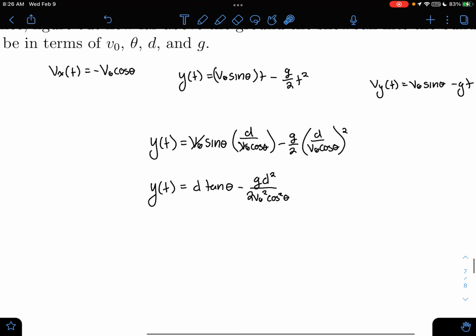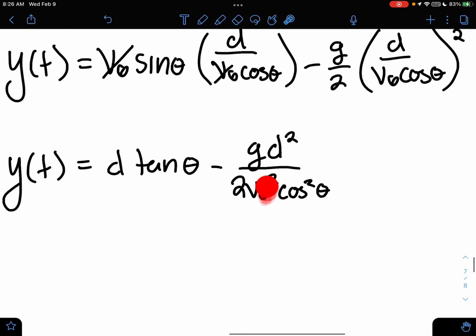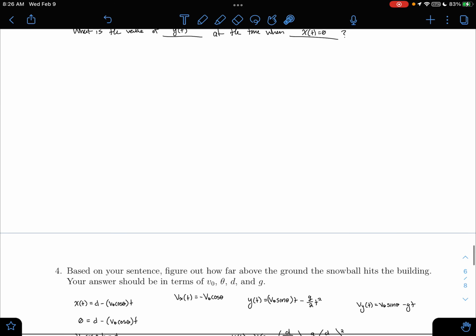And hypothetically, given in the problem, we don't have numbers to plug in, but if we were given d, we were given theta, we know g, we were given d again, we know our v naught, we know everything in this equation. If we plugged in numbers, we would be solving for our y of t.